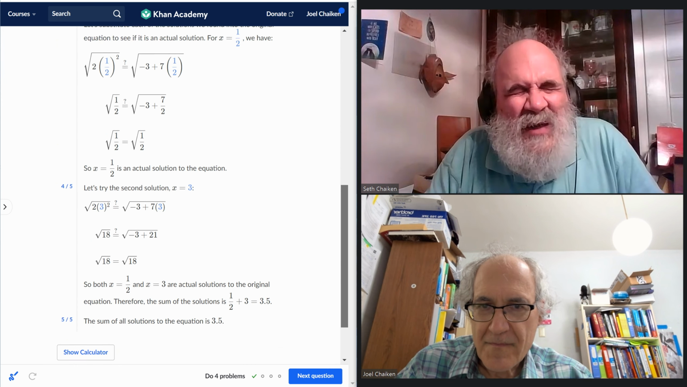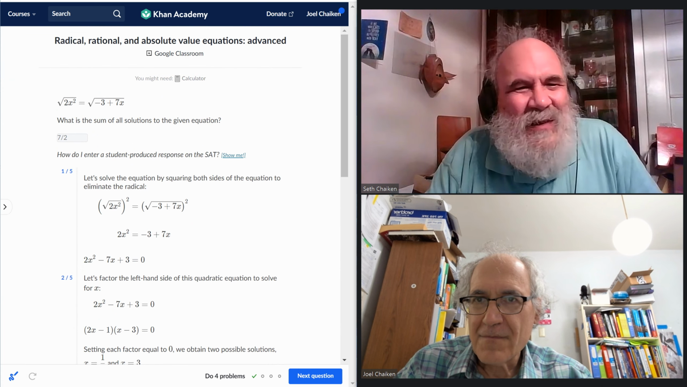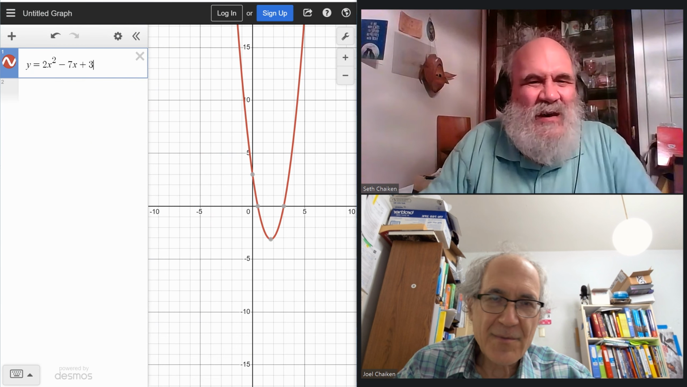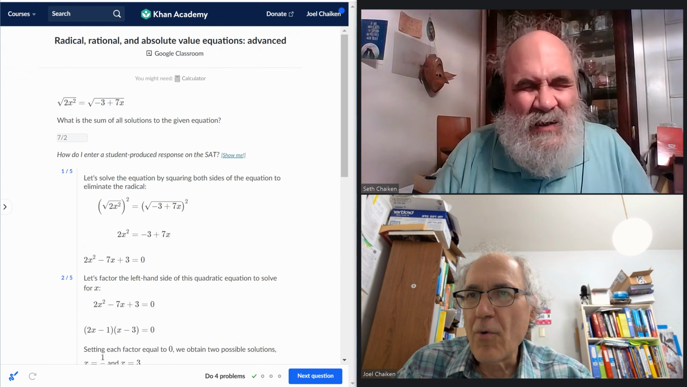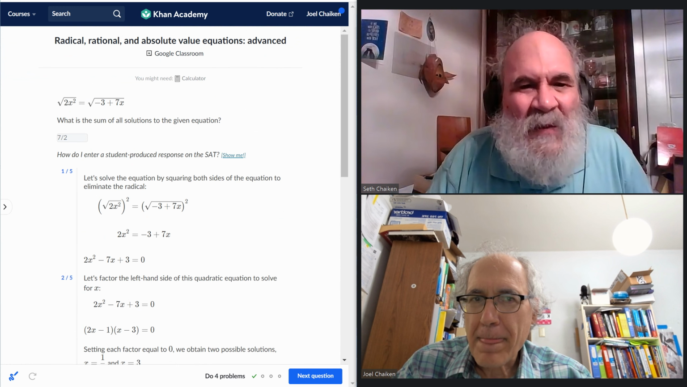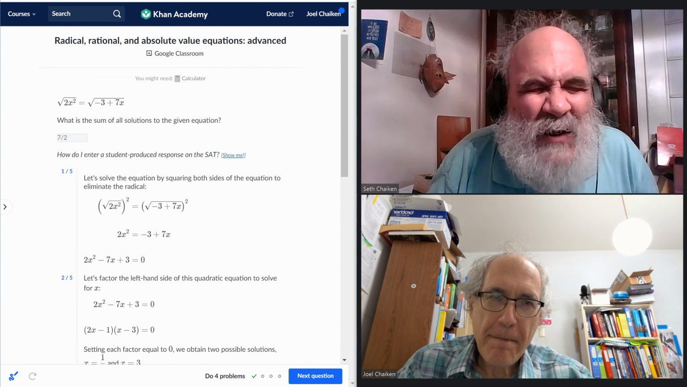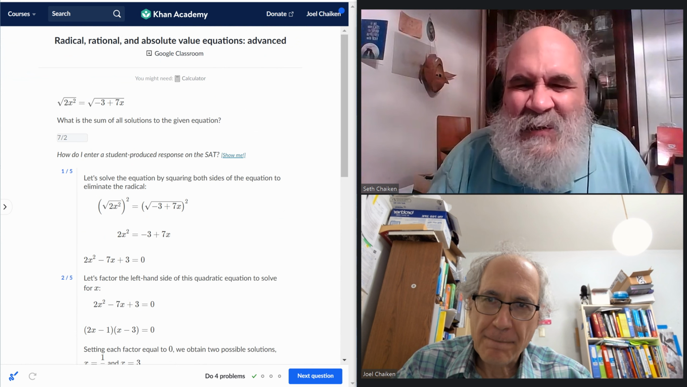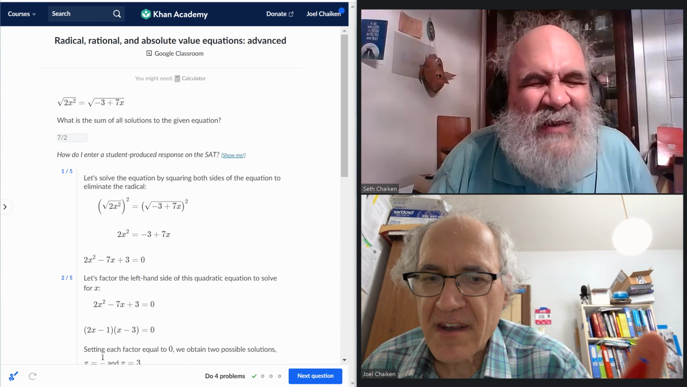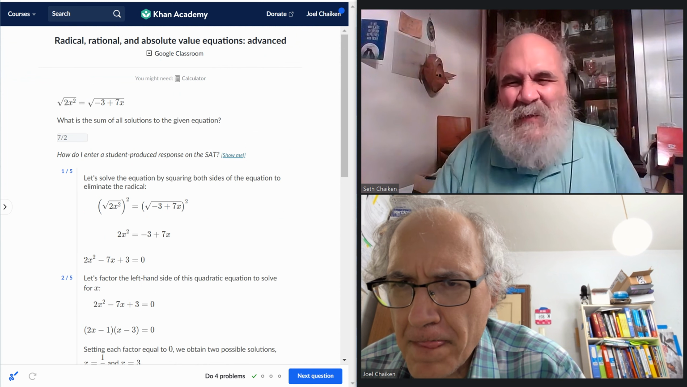Well, here's another thing. Let's look at the graphical approach to the quadratic. Here's the graphical approach. Stop. Go back to the original problem. The original problem is the square root of 2x squared on the left, and the square root of minus 3 plus 7x on the right. Yeah, you could plot both of those.